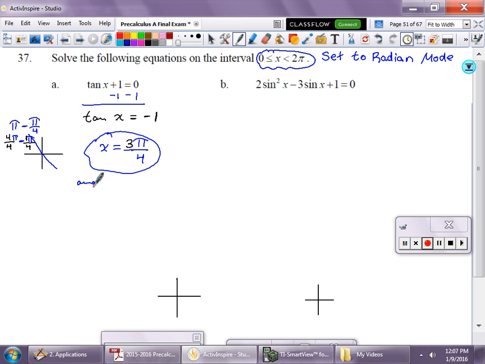And we have to do the next one. In quadrant 4, it's going to be 2 pi minus pi over 4. Again, to add or subtract fractions, you have to have the same denominator. That denominator is 4. 8 divided by 4 is 2. 8 pi over 4 minus 1 pi over 4, and we are going to get 7 pi over 4.